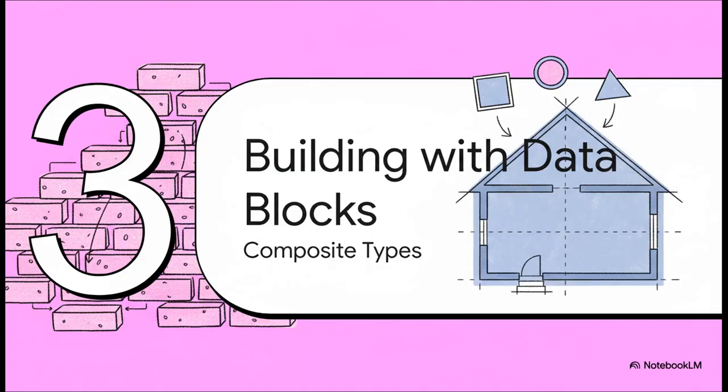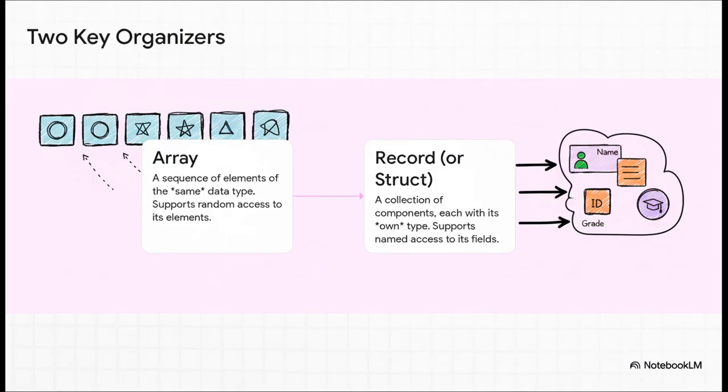Okay, once you've got your basic tools down, you need a way to organize them. I mean, you can't build a house with just a messy pile of bricks, right? You need a blueprint. And in programming, composite types are that blueprint. They let us create more complex structures to solve bigger problems. Now, 2 of the most common organizers you're going to use are arrays and records. An array is perfect when you have a long list of similar items, like, say, the marks of all the students in your class. They're all numbers, all the same type.